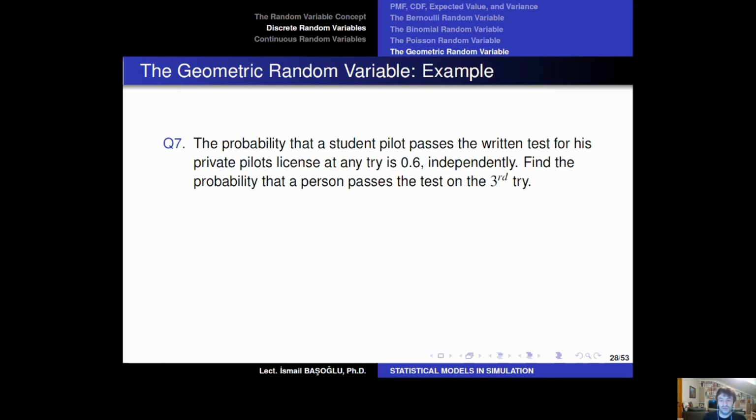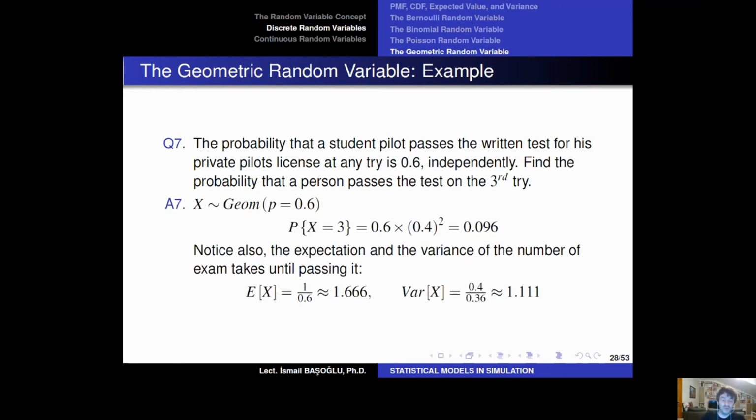And the question here is this: find the probability that a person passes the test on the third try. So this means in the first 2 tries, the student pilot is not going to pass the test, and in the third trial, he or she is going to pass the test. In order to answer this question, I will say that x, as a random variable, represents the number of times that the student pilot takes the exam until he or she passes. And that is going to be a geometric random variable with success probability 0.6.